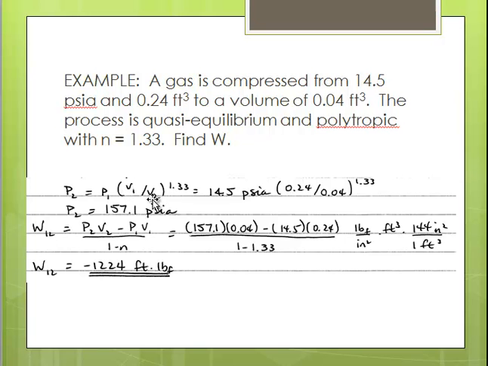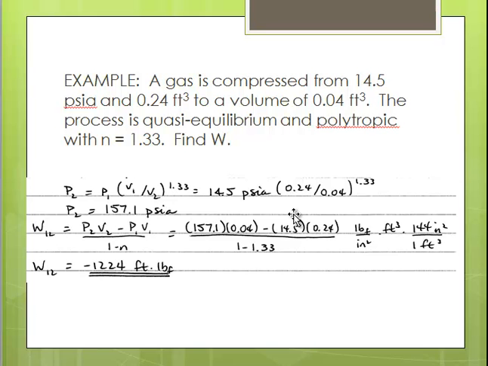Now, if V1 and V2 have the same units, then that will cancel out the units here, and the pressure units will be the same for the two. So 14.5 times 0.24 over 0.04 to the 1.33. Be sure you do know how to do this on your calculator. I find that sometimes people haven't done these crazy powers on their calculator before, and then they end up getting strange answers. So check on this and make sure that when you do this calculation, you get 157 psi.